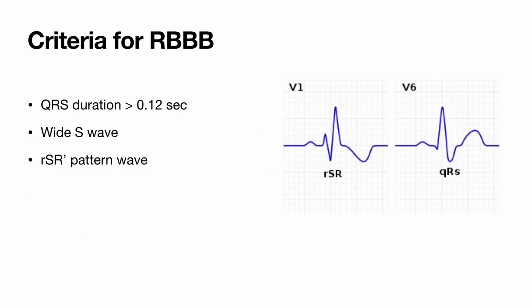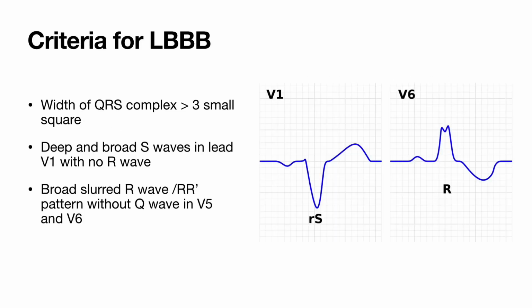Right bundle branch block has an RSR' pattern in lead V1, while left bundle branch block has a letter M pattern in lead V6. So that's all for today.